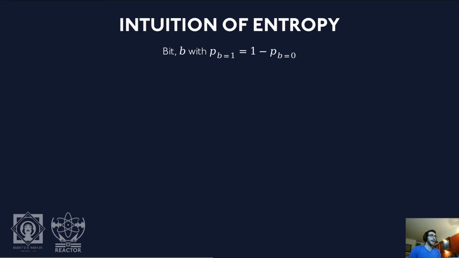So let's say we have a bit, and we'll call this bit B, and let's say it has a probability of being either 1 or 0. And obviously the probability of that bit being 1 is going to be 1 minus the probability of that bit being 0. So there's two values here. And then let's just see how the entropy of this bit changes as we vary the probability it could be either of those values.